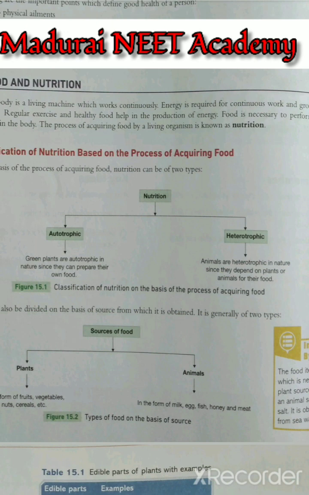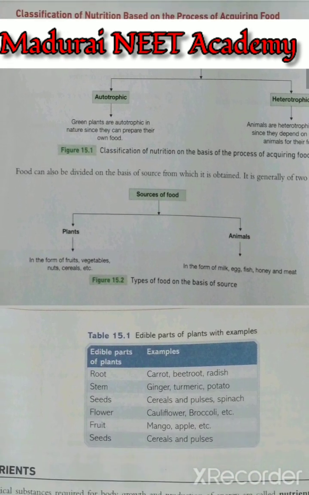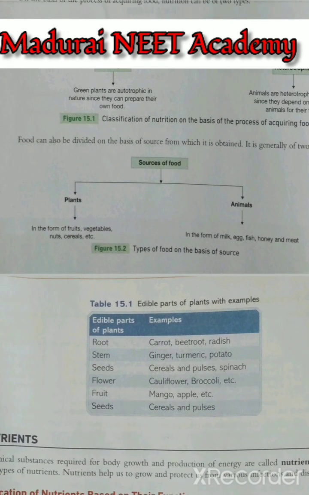Autotrophic nutrition is seen in green plants which prepare their own food. Autotrophic means auto, meaning own, by self. So they prepare the required food by themselves, and they come under autotrophic. Heterotrophic organisms depend on other plants and animals for food. The sources of food for heterotrophic nutrition are plants and animals.